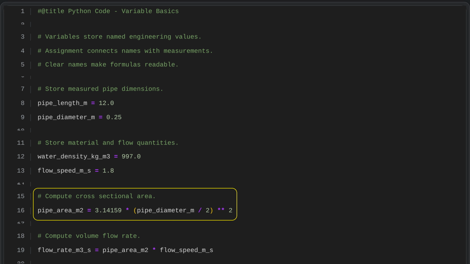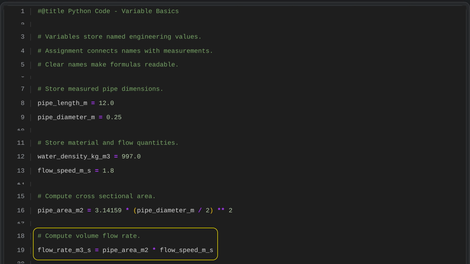Divide the diameter by 2 to get the radius. Square it, then multiply by pi. This area helps determine how much fluid can flow through the pipe. Volume flow rate is found by multiplying a pipe's cross-sectional area by the fluid speed. The result tells how much water passes through the pipe each second, measured in cubic meters per second.